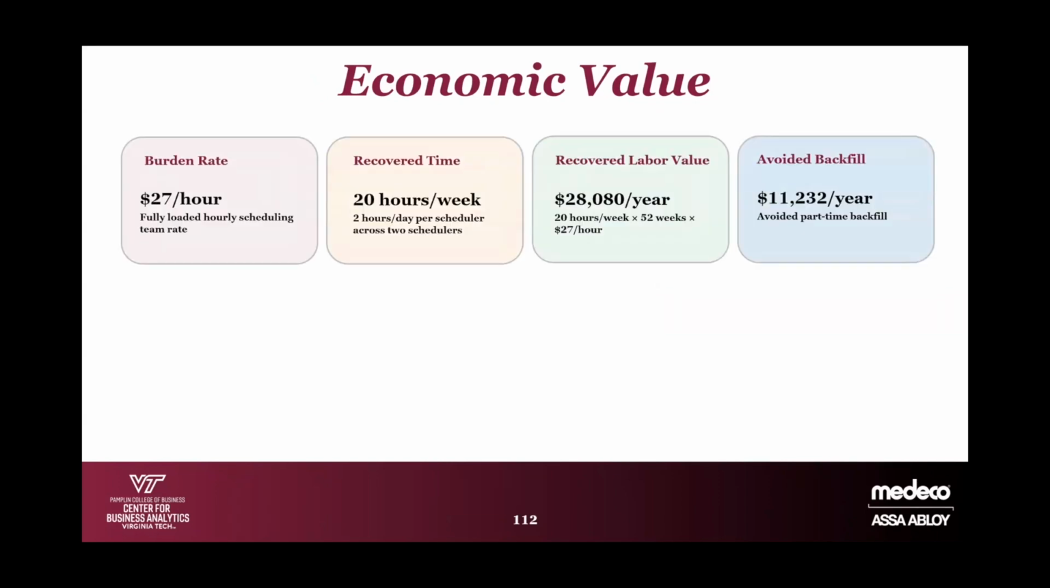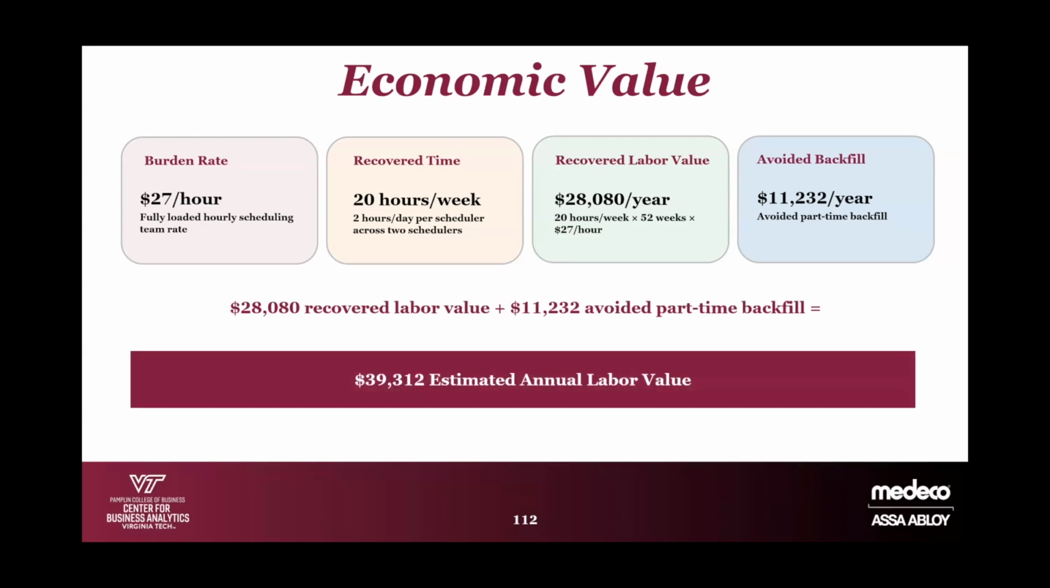The scheduling team's fully loaded burn rate is around $27 an hour. The team also reported a recovery of 20 hours per week in total recovered labor value. This equals $28,080 per year in annual labor savings. With the increased visibility and efficiency from the toolkit, the scheduling team was also able to absorb the backload without backfilling a part-time scheduler role, which also adds another value of $11,232 per year. So in total, it is estimated around $39,312 in total annual labor savings.